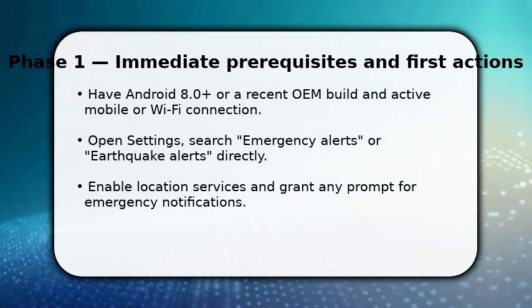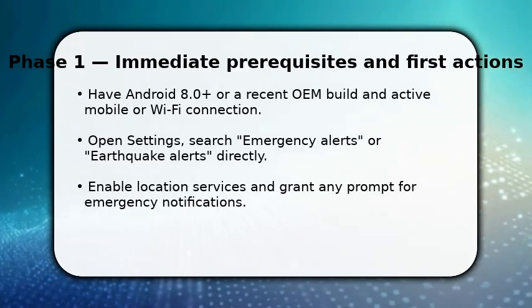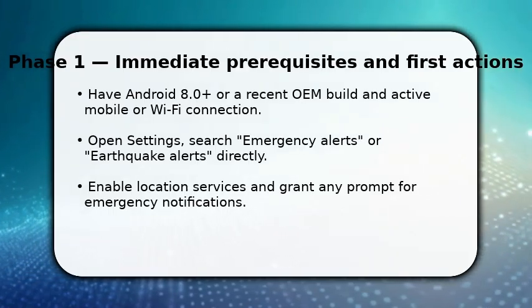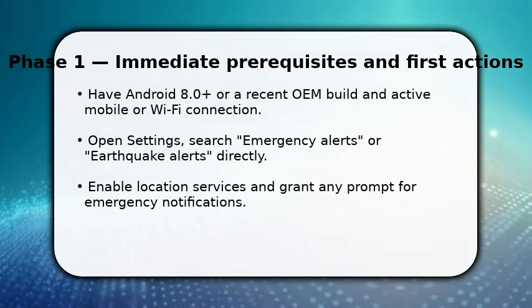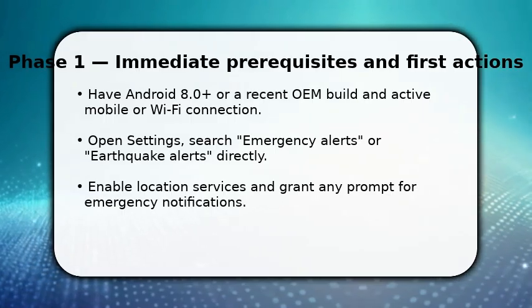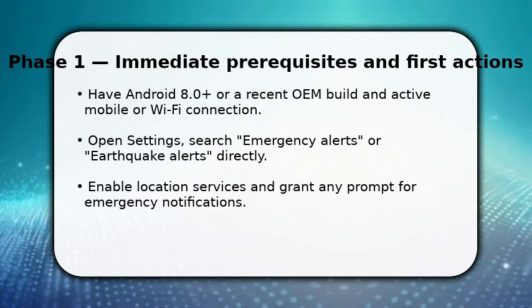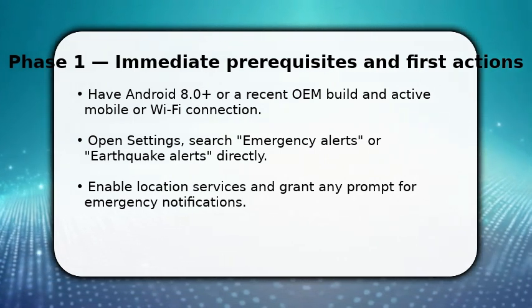First, open Settings and type Earthquake or Emergency Alerts in the search bar. This takes you straight to the feature. Tap the Emergency or Earthquake Alerts entry, then toggle the master switch on. This is the immediate action that allows alerts to come through. Once done, make sure location services are active so the system can target warnings for your area.